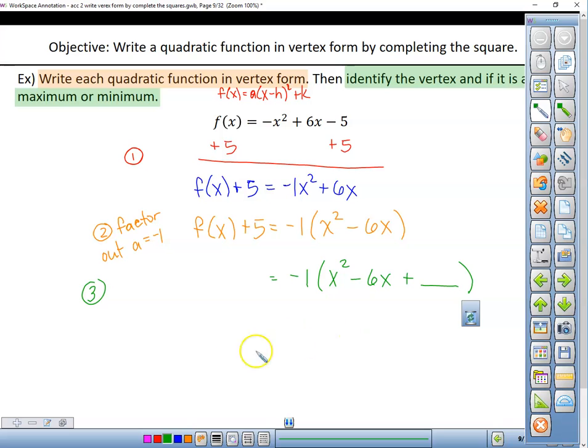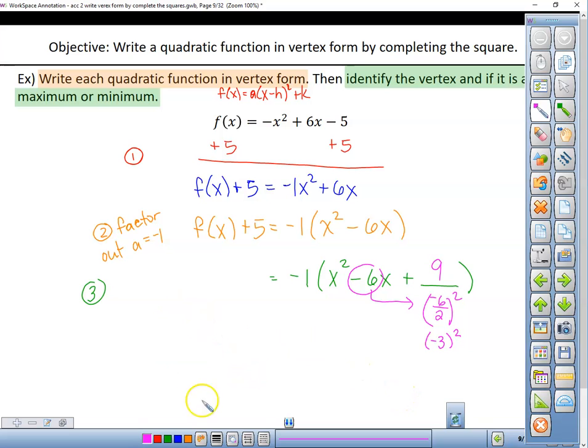And the way we do that is we take our b value here of -6, we divide it by 2, and then we square that number. So -6 divided by 2 is -3, so we are squaring -3. -3 times -3 would be +9.